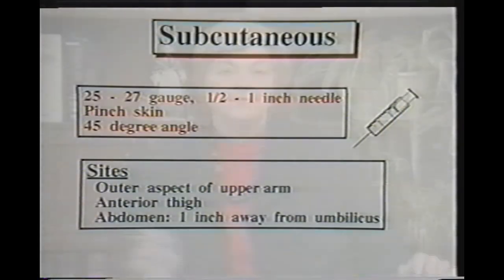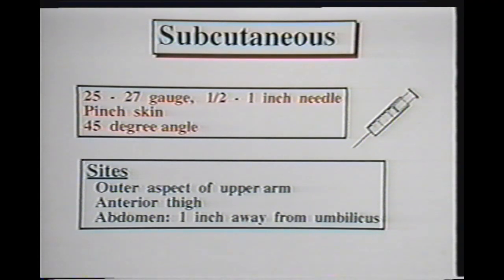We want to talk about subcutaneous medications. For subcutaneous medicines, we use a smaller gauge needle, about 25 to 27 gauge, and it's shorter. It's ½ inch to 1 inch long. With a subcutaneous injection, you pinch the skin because we don't want to go so deep, and administer at about a 45-degree angle.